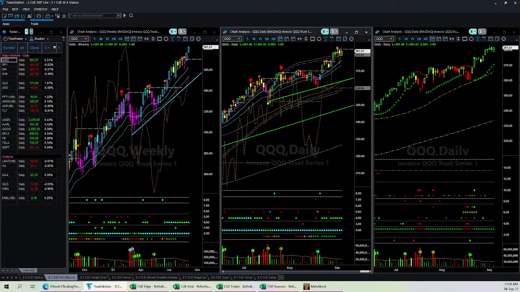QQQ, it made a new all-time high, at least on the high of the day on Wednesday. Thursday it came down little bit. Wednesday in fact displayed the same signal that we saw in SPY, the indecision at the top. Thursday price came down little bit. Friday price opened lower, however closed higher.